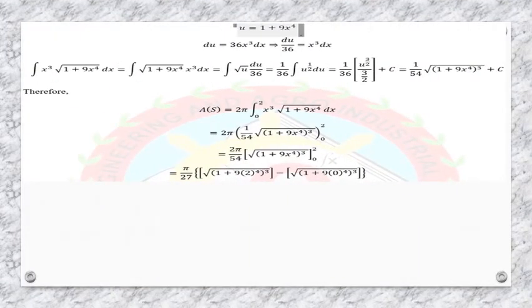Okay, we let u equals to 1 plus 9x to the power of 4 kasi yan yung, di ba, yun yung nasa loob ng parenthesis na radical sign natin. So, yan yung ilalat natin na u. And then, derive natin to both sides. Derivative of u is du. Derivative of this is 36x cubed dx. Or this is just equal to du over 36 equals to x cubed dx.